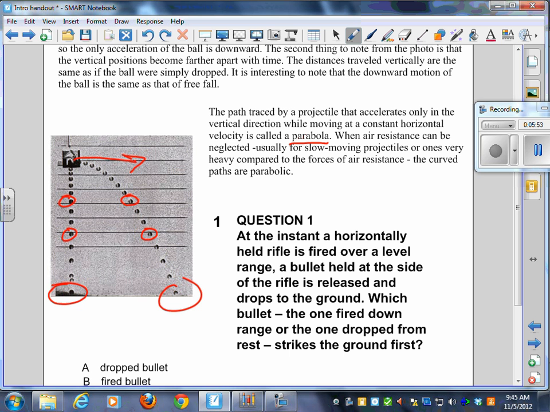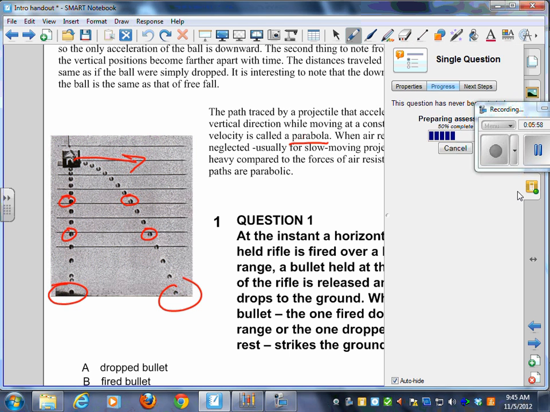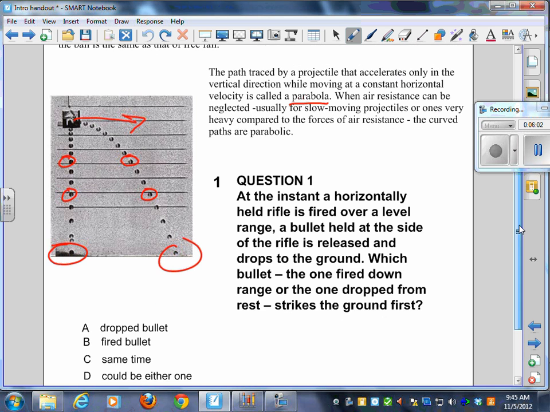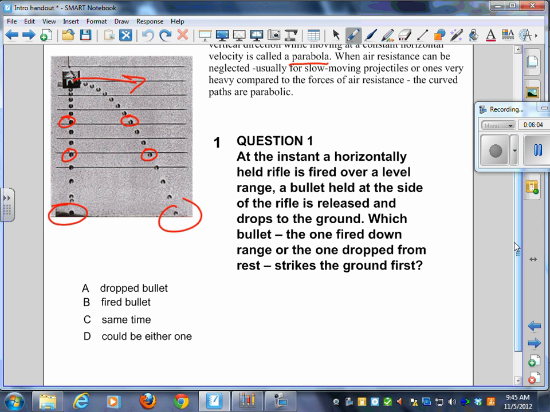So here's your first question. At the instant a horizontally held rifle is fired over a level range, a bullet held at the side of the rifle is released and drops to the ground. Which bullet, the one fired downrange or the one dropped from rest, strikes the ground first? The one that's dropped straight down or the one that's fired out? Which one hits the ground first? And those are your choices.